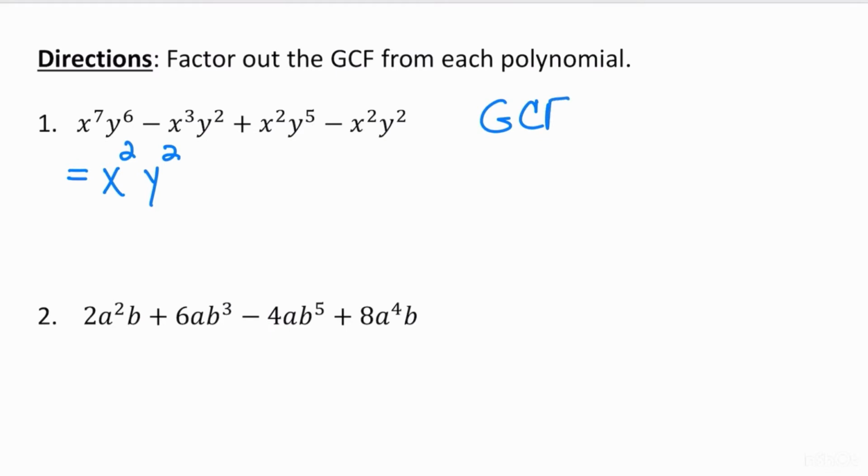So the GCF is just x squared, y squared, because there are questions sometimes where they only ask you for the GCF. They don't really ask you to factor the whole problem. In this case, we are going to continue. We're going to open a parentheses and we are going to factor.